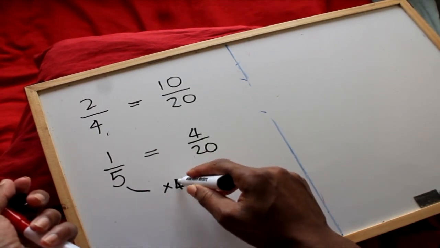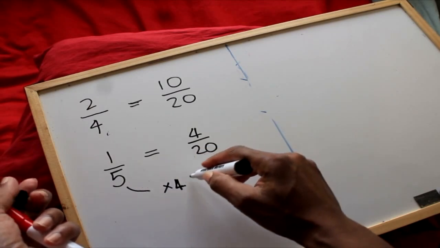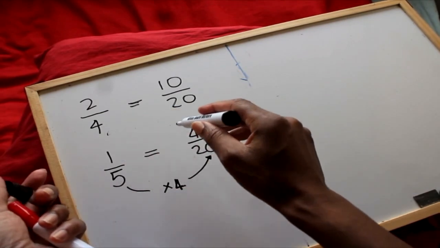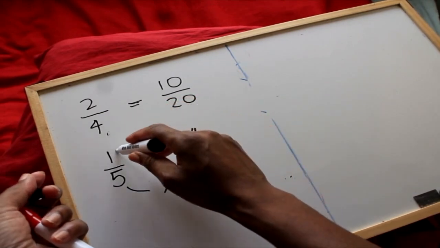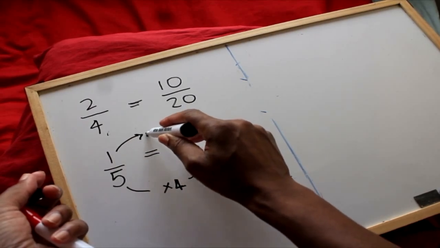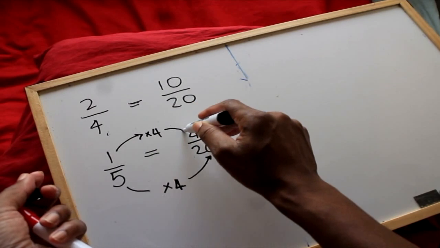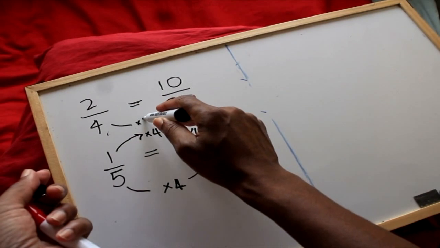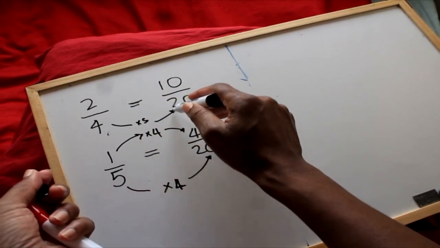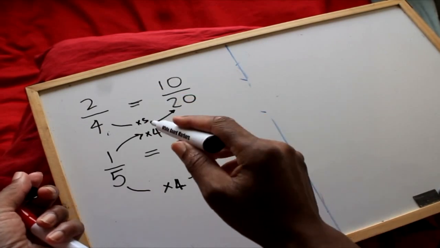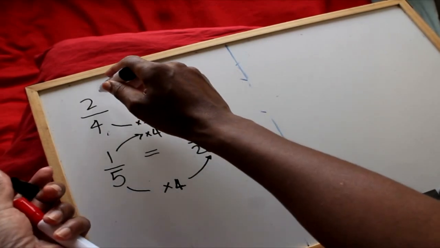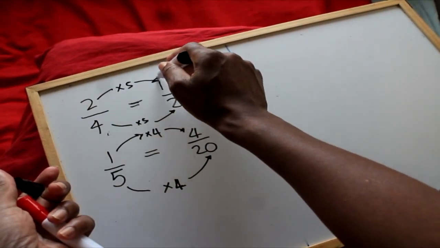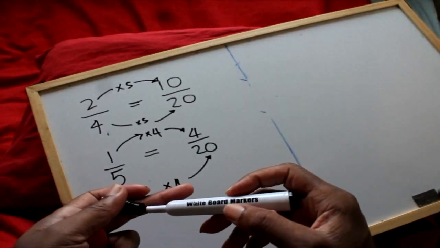We didn't actually do this, but this is what is happening. 5 times 4 equals 20. And obviously, to create an equivalent fraction, you have to multiply the top by 4. 1 times 4 equals 4. And 4 times 5 equals 20. And obviously, if you want an equivalent fraction, you have to multiply the top by 5. 2 times 5 equals 10.